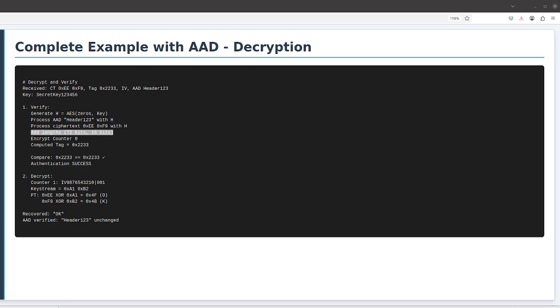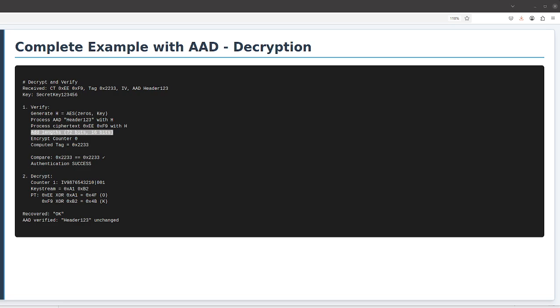Generate tag. Encrypt counter block 0, IV beginning with 98 ending with 10, 000, to get 0xFFEE. XOR with accumulator. 0xDD...EE XOR 0xFFEE equals 0x2233. This is the computed tag. Computed tag 0x22...33 matches received tag 0x22...33. Authentication succeeds. The message is authentic and has not been tampered with.